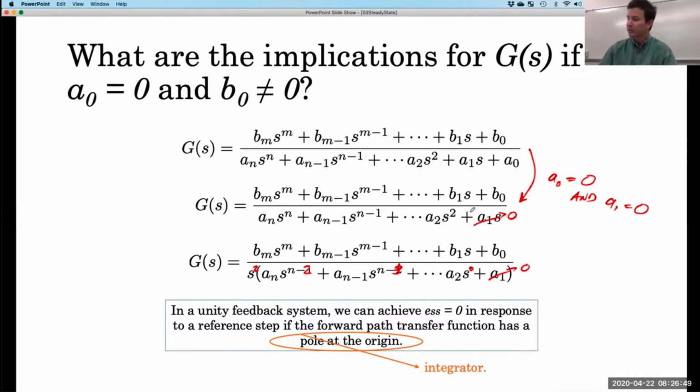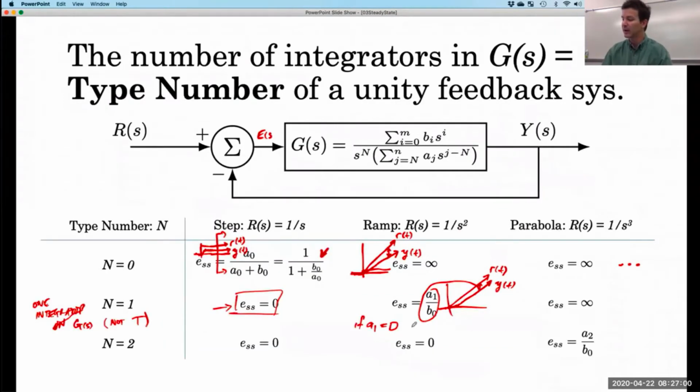So what we're doing here is we're chopping off terms from the denominator polynomial, and in so doing, we are buying more and more integrators. Okay, so this is the process that I want you to buy, that if A1 is 0 and A0 is 0, then we're no longer a type 1 system. And guess what? We become a type 2 system. And that's one of the reasons why a type 2 system has 0 steady-state error due to a ramp input. Okay.